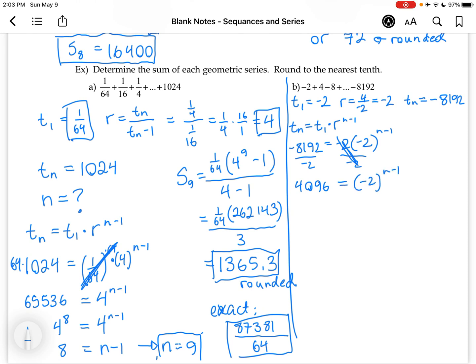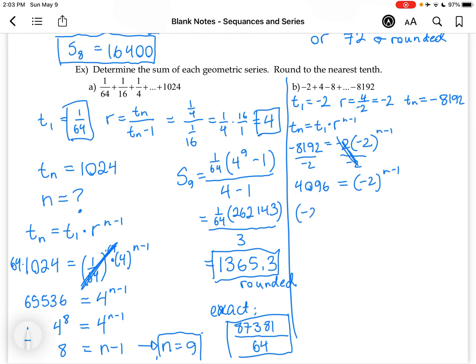-2 to the n minus 1. So again, I'm trying to express 4,096 as a power of -2. Well, if it's a power of -2, it's got to be even. So that helps me with some of my guessing. So I might try 2 to the power 10. That's too small. It's 1,024. So I might try -2 to the power 12, right? And that happens to be 4,096.